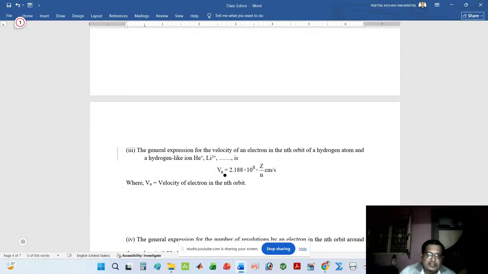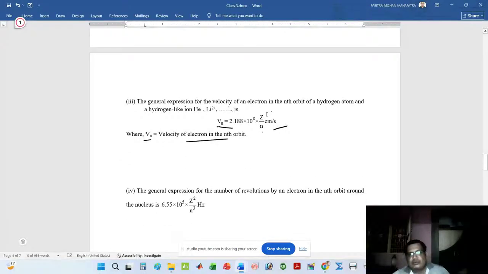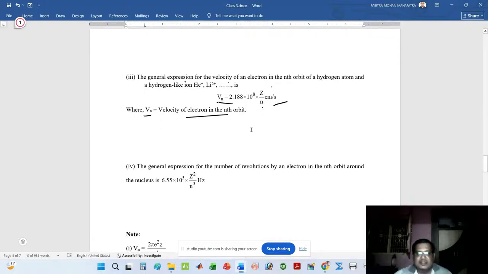Similarly, another short formula is given for velocity. The general expression for the velocity of an electron in the nth orbit of a hydrogen atom and hydrogen-like ion, He plus, Li2 plus, is Vn equal to 2.88 into 10 to the power 8 into Z by n cm per second, where Vn is the velocity of the electron in the nth orbit. You already know what Z and n are.